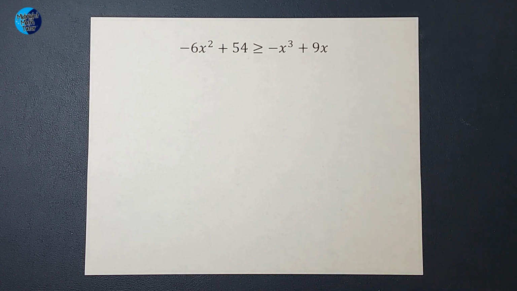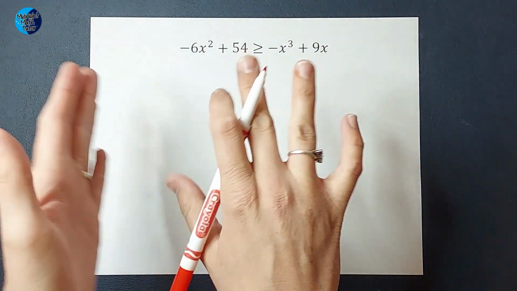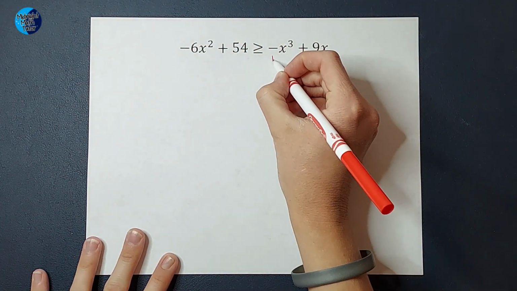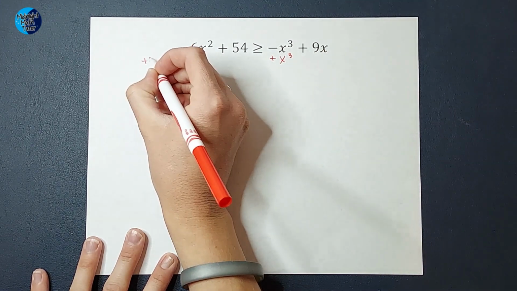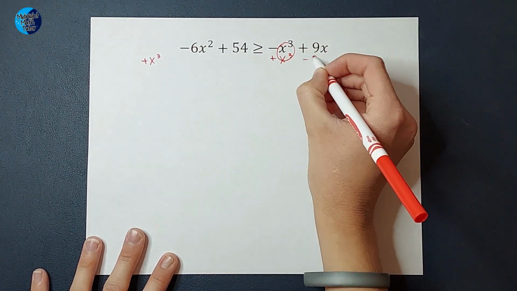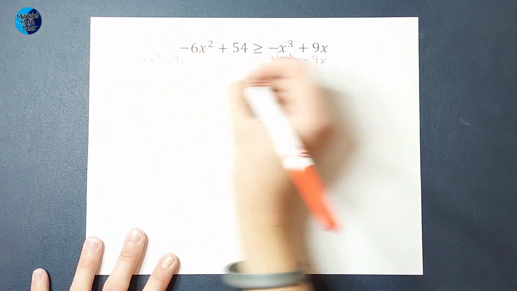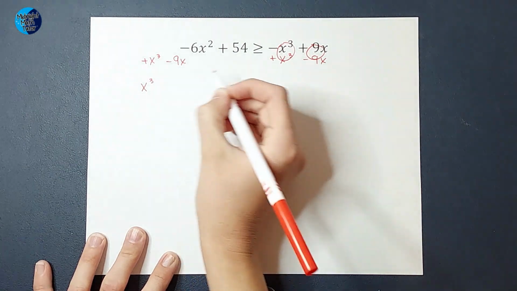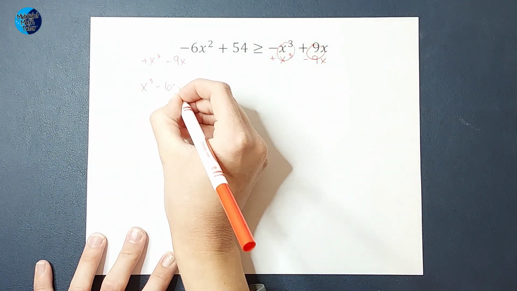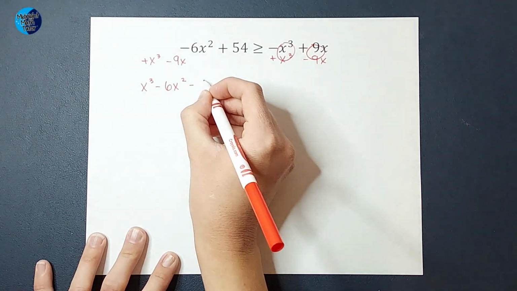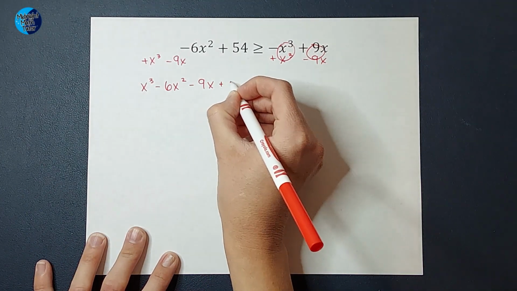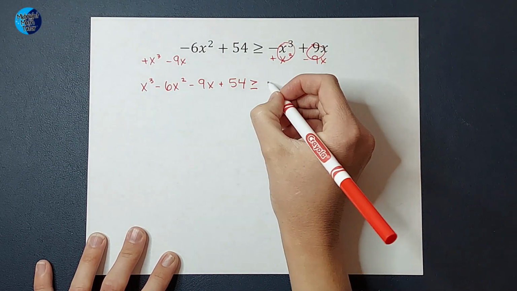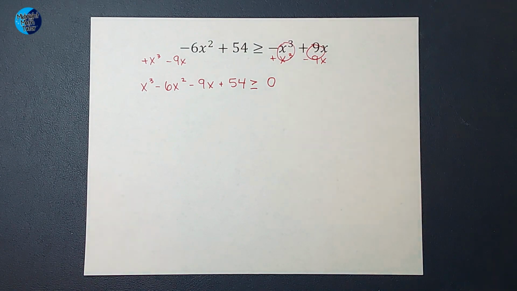So the first thing I'm going to do is get everything on one side, with 0 on the other side. To do that, I'm just going to add x cubed to both sides and subtract 9x from both sides. Then I'm going to write this side in descending order. So I'm going to start with x to the third minus 6x squared minus 9x plus 54 is greater than or equal to what's left over here, which is 0, right? Okay, we're feeling good about this.